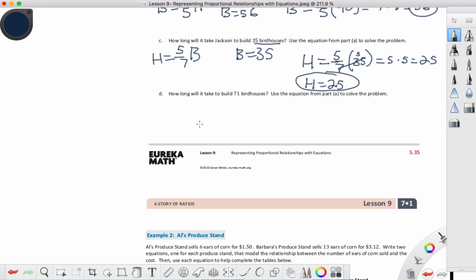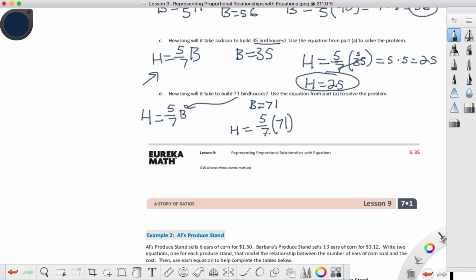D. How long will it take to build 71 birdhouses? Use the equation from part A to solve the problem. All right, let's use this equation also because it makes the most sense. We're trying to figure out hours, right? So hours is equal to 5/7 times the number of birdhouses. So what we're going to do is plug in 71 for B. So B equals 71. We're going to set up our equation. H is equal to 5 over 7 times 71.